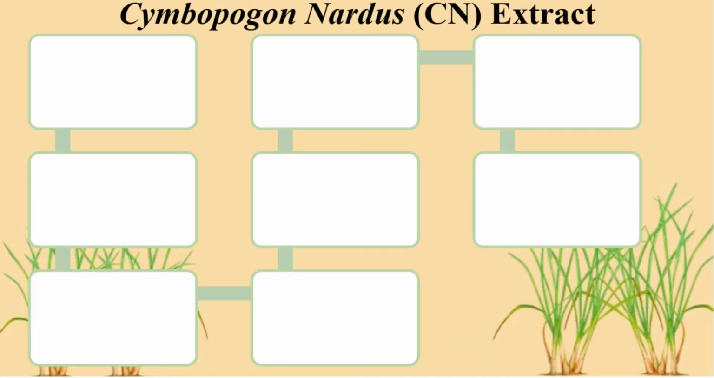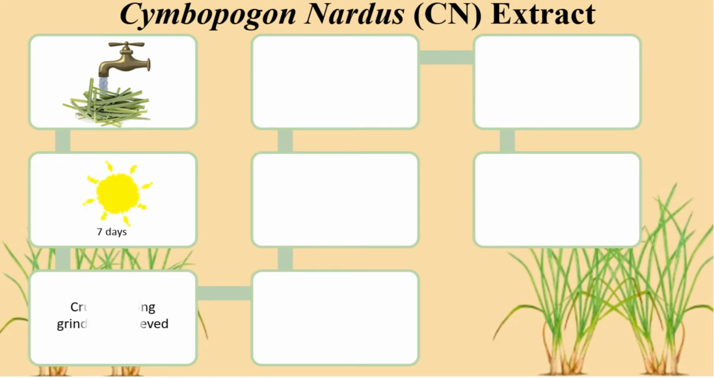First, the collected CN leaves are washed several times with tap water. The leaves are dried for 7 days under direct sun before being crushed using a grinder and sieve to give particle size in a range of 0.4 until 1 mm.